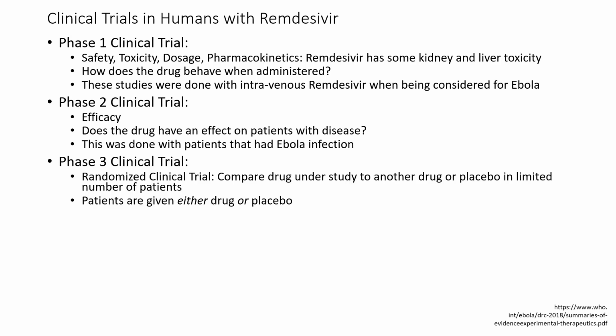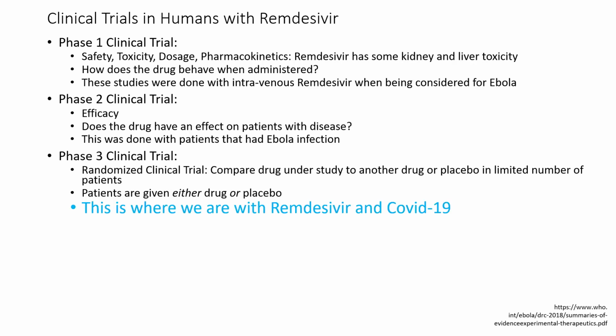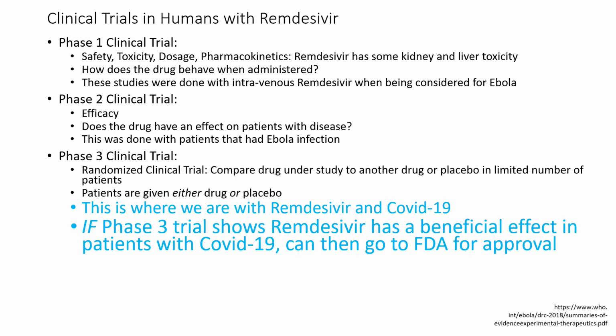infection. Because phase 1 and 2 clinical trials had already been done with remdesivir, we were able to begin with phase 3 clinical trials. This saves an enormous amount of time. Phase 3 is a randomized clinical trial. We are comparing the drug under study to another drug or a placebo in limited numbers of patients. These patients are given either the drug or the placebo to see if there is an effect. This is where we are with remdesivir and COVID-19.